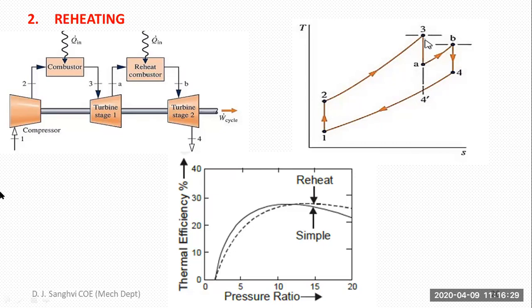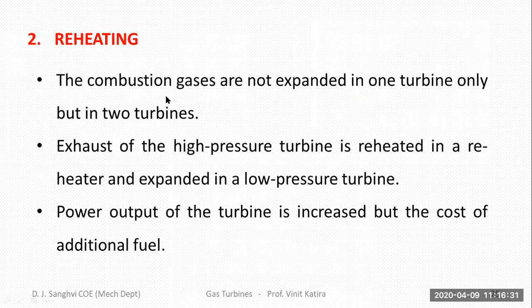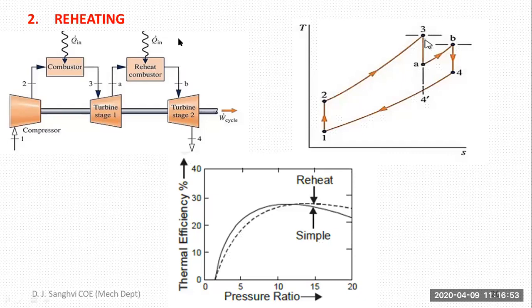So in reheating, the combustion gases are not expanded in only one turbine, they are expanded in two turbines. The exhaust of the high pressure turbine is reheated in an external reheater and again expanded in a low pressure turbine. So here your power output is obviously increased, but at the cost of using additional fuel, because we require an external reheater over here. So you will require additional amount of fuel to add more heat to this reheater.